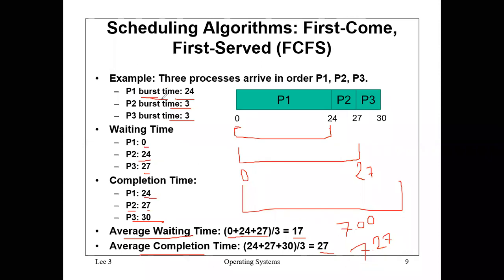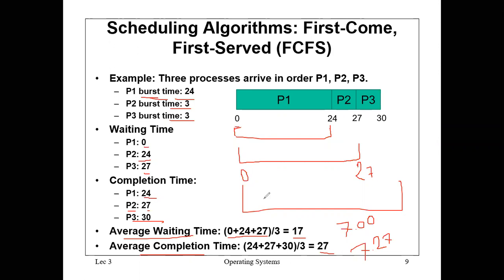Burst time means the amount of time a process needs to complete its task. Waiting time means, from the moment of its arrival, how much time it has to wait to get the CPU. Completion time means, from the time of its arrival, how much it has to wait before it can finish its task.